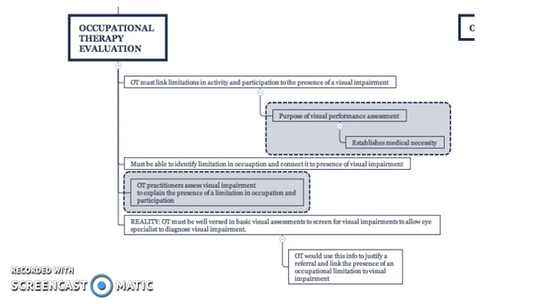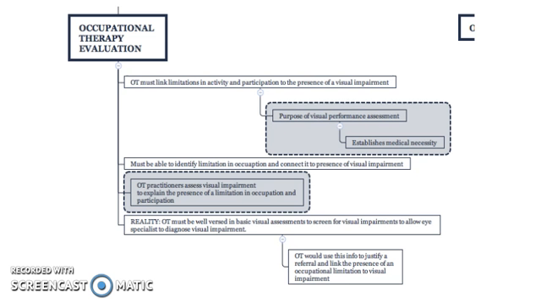When it comes to the evaluation, the OT must link limitations in activity and participation to the presence of a visual impairment. So it's not just the visual impairment that all of a sudden makes someone need OT, right? It's that there's a visual impairment that is causing a limit in participation or activities. That's the purpose of the visual performance assessment. You need to establish medical necessity for this. You must also be able to identify a limitation in occupation and connect it to the presence of visual impairment, very similar to the one above. OT practitioners assess visual impairment to explain the presence of that limitation.